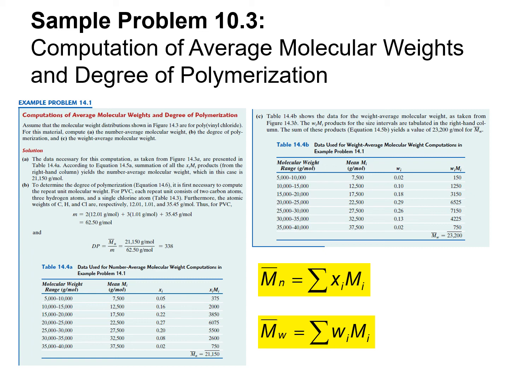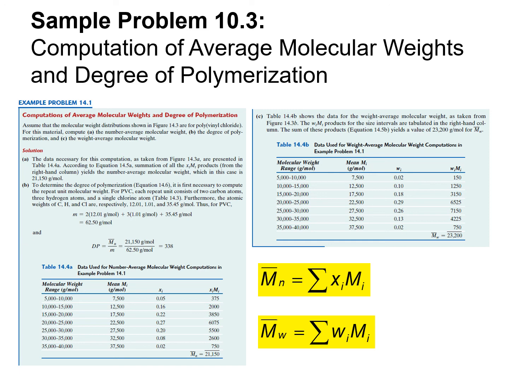The data necessary for this computation is presented in table 14.4a. Now that we have the molecular weight range and the mean, we can calculate the fraction and then get a summation. According to equation 14.5a, the summation of the xi mi products yields the number average molecular weight, which in this example is 21,150 gram per mole.